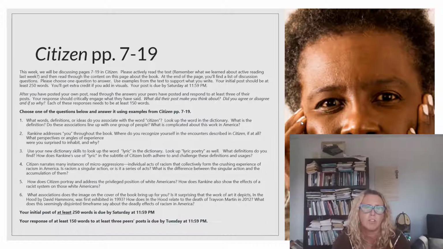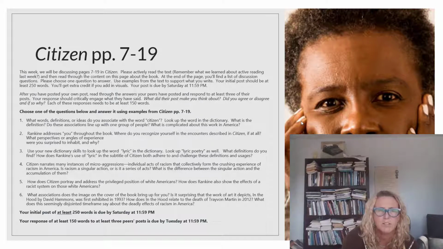Number 1: What words, definitions, or ideas do you associate with the word citizen? Look up the word in the dictionary. What is the definition? Do these associations line up with one group of people? What is complicated about this work in America? Or you can answer number 2: Rankine addresses you throughout the book. Where do you recognize yourself in the encounters described in Citizen, if at all?